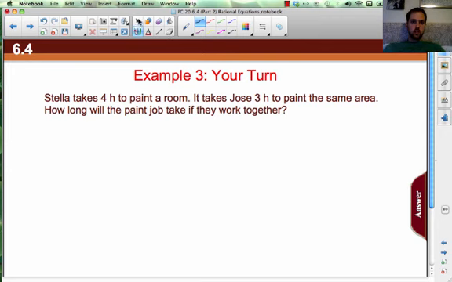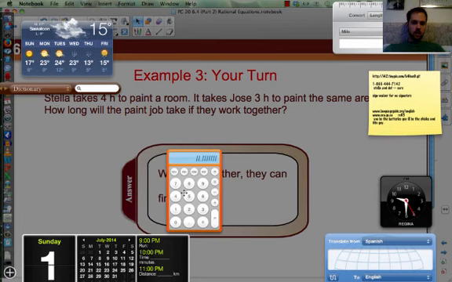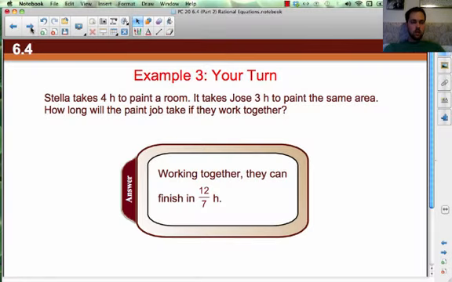Here's your turn. Go ahead and give it a try. See if you can make some sense of it. Here's your answer. You probably put it in decimal form, so just 12 divided by 7, and you get 1.714. Okay. That's all we're going to do for now, so I'll see you in class.